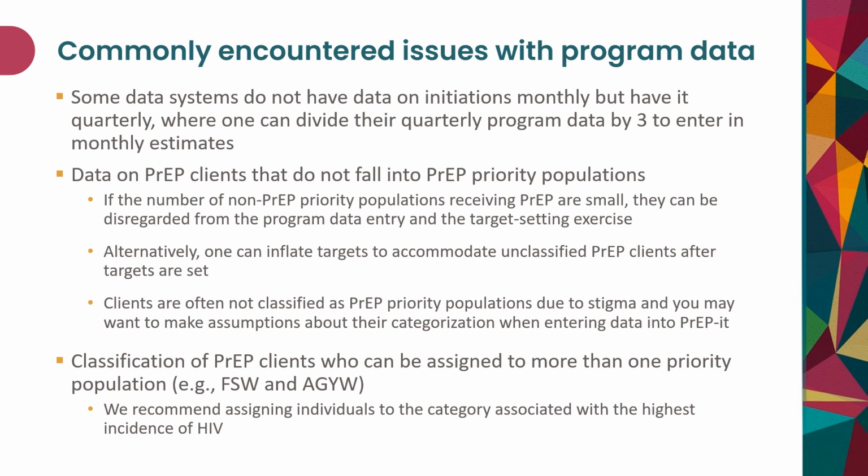Second, program data often includes data on PrEP clients that do not fall into PrEP priority populations. If the number of non-PrEP priority populations receiving PrEP are small, they can be disregarded from the program data entry and the target setting exercise. Alternatively, one can inflate the targets estimated to accommodate unclassified PrEP clients after the targets are set.